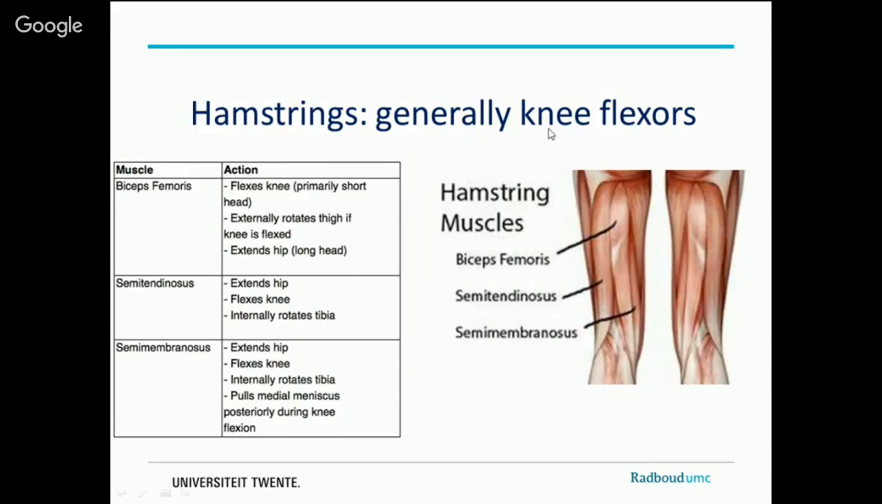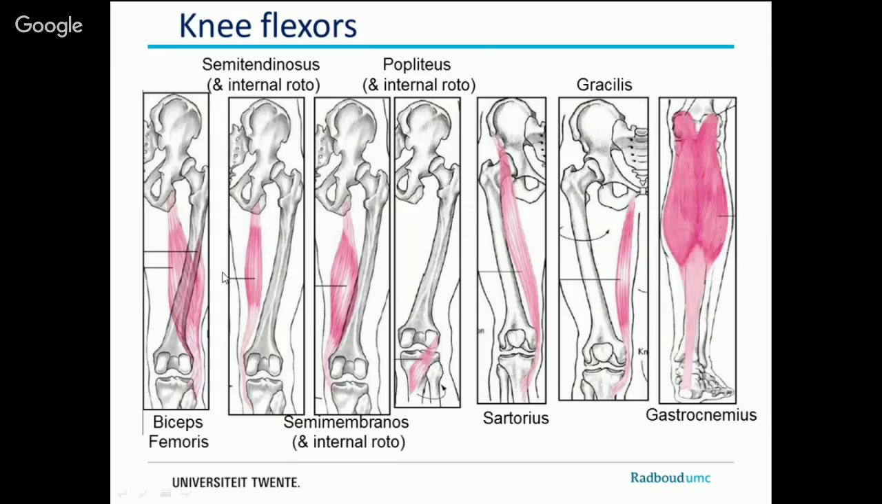The flexors of the knee on the top side are exactly the same as the extensors of the hip. And if you look at the flexors of the knee on the bottom side, that's your calf muscle, the gastrocnemius primarily. You have a medial and lateral gastrocnemius. They make sure that you can flex your knee.